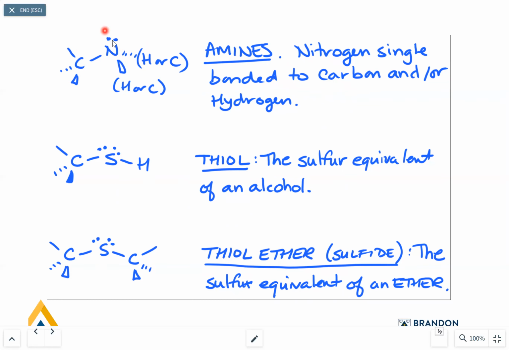But these compounds are basic. So I think that's what we would have. So NH3, ammonia in Gen Chem, would be the most basic amine, I guess.